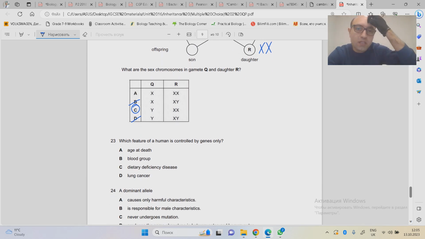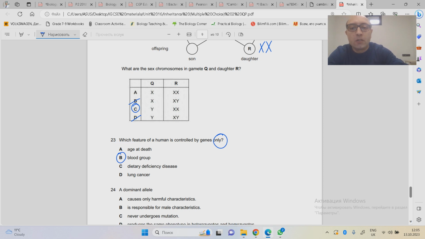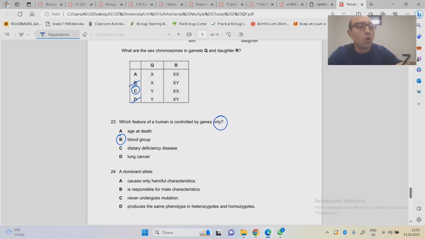Which feature of humans is controlled by genes only, guys? Again, blood group. A dominant allele, we know that it always expresses its feature. Causes only harmful characteristics, false. Is responsible for male, false. Never undergoes mutation, false. Produces the same phenotype in heterozygous and homozygous, yes, guys. Example, let's say that capital T is tall. So this is tall. This one is also tall because dominants are expressing the feature.